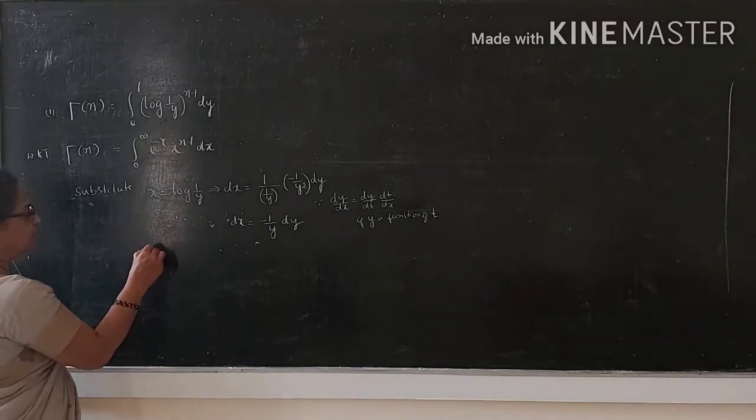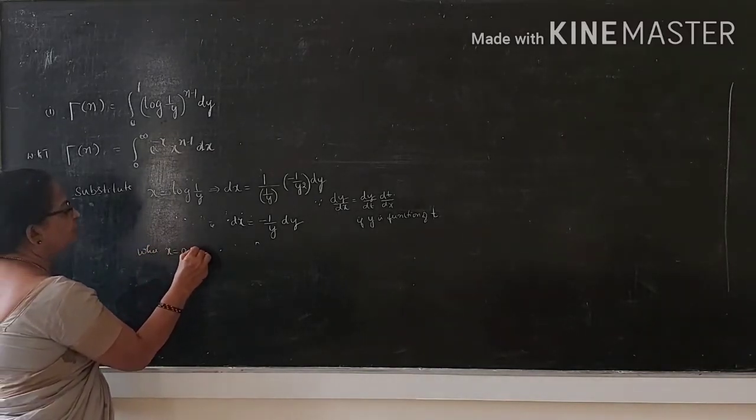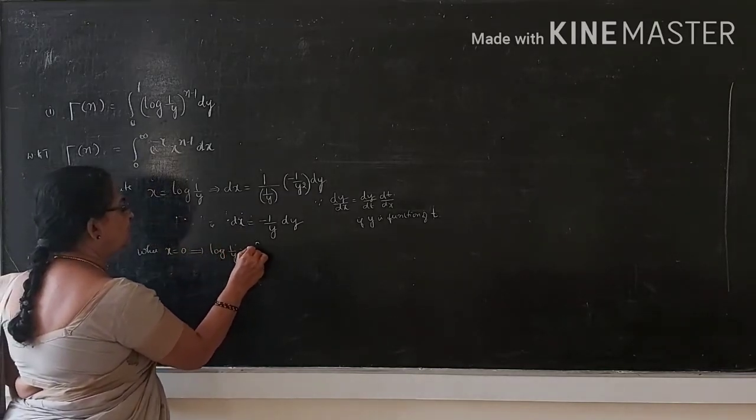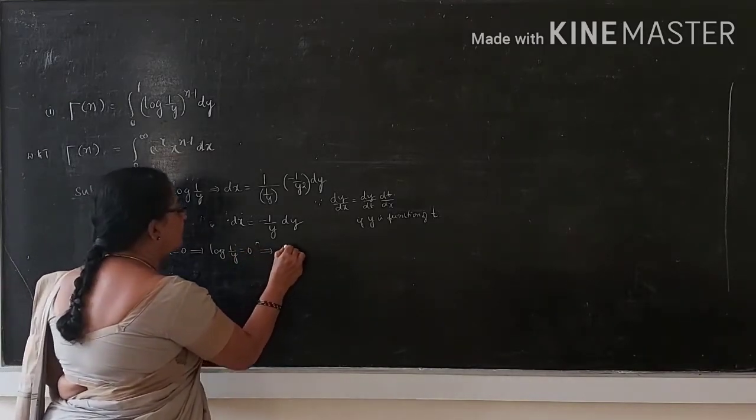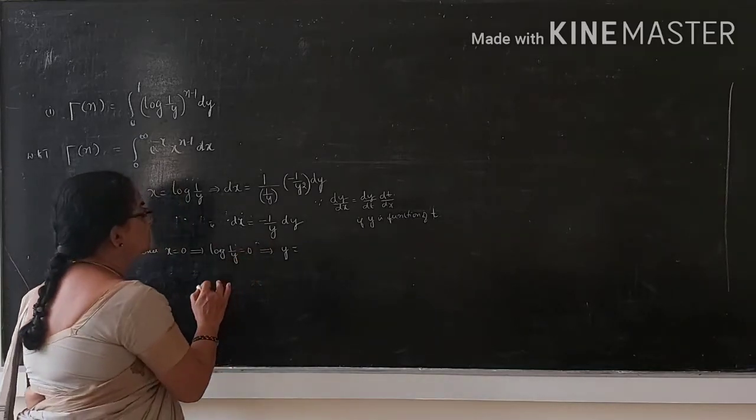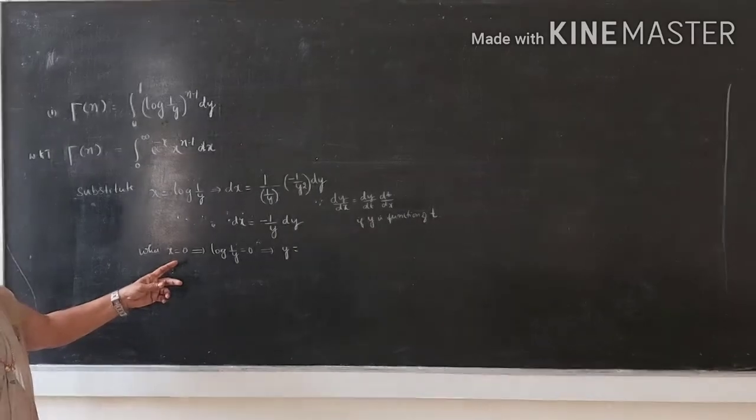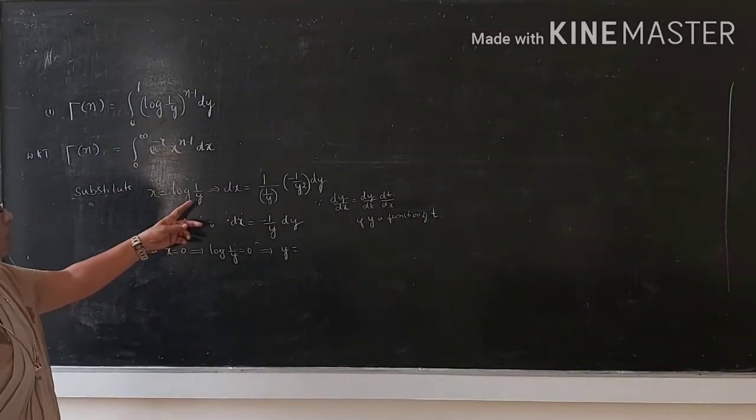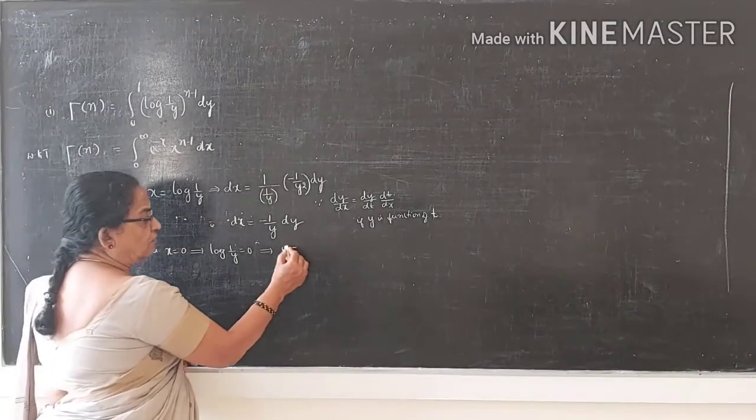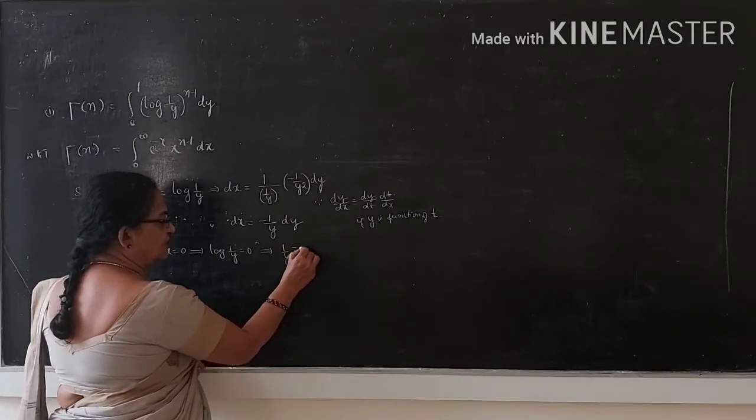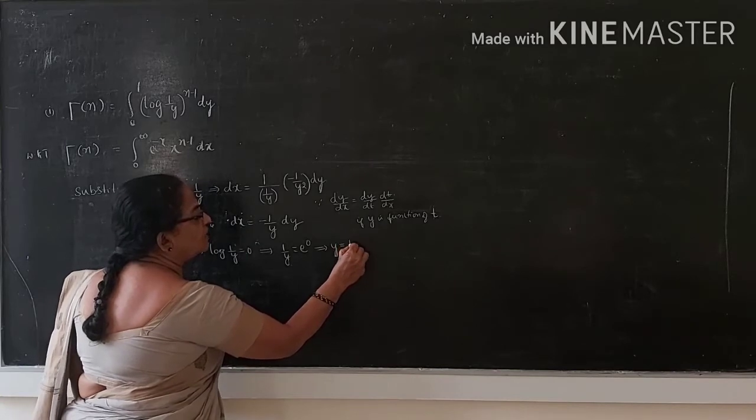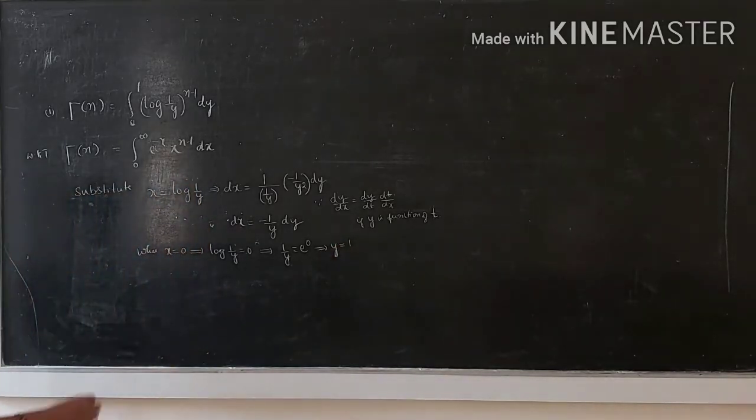When x is equal to 0, that implies log of 1 by y is equal to 0, which implies y is equal to, I am substituting x is equal to 0. Log of 1 by y is x, so 1 by y is equal to e power x. That is e power 0, which implies y is equal to 1 by e power 0, and 1 by e power 0 is 1.